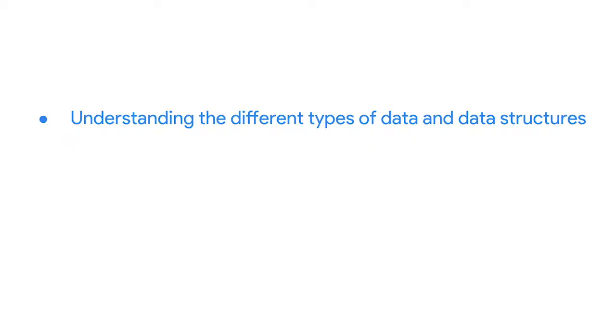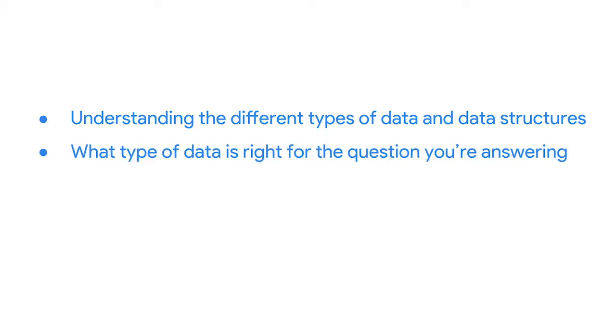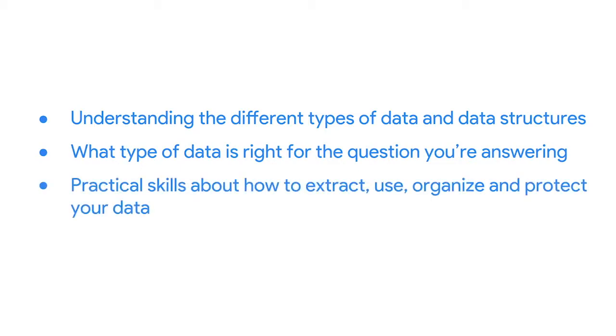Picture this, you're working on a project. You've asked all the right questions, applied structured thinking, and you're completely in sync with your stakeholders. You're off to a great start, but there's another step in the process, preparing the data correctly. This is where understanding the different types of data and data structures comes in. Knowing this lets you figure out what type of data is right for the question you're answering. Plus, you'll gain practical skills about how to extract, use, organize, and protect your data.